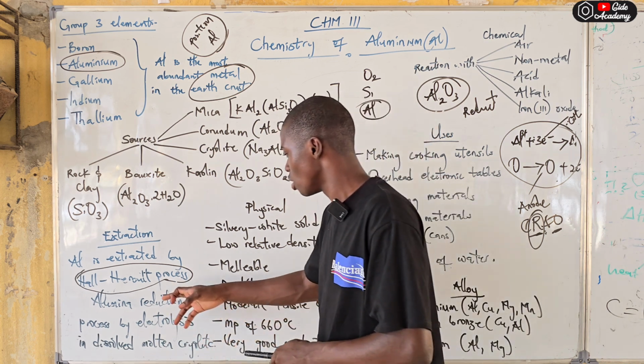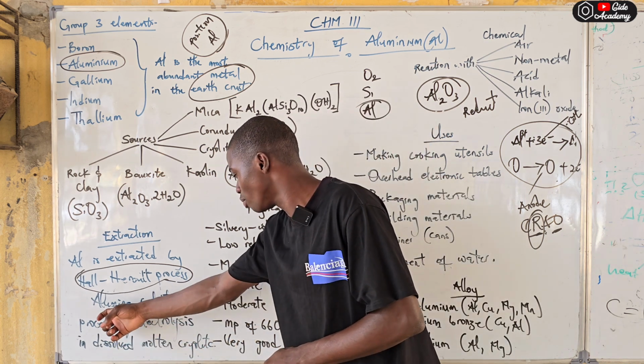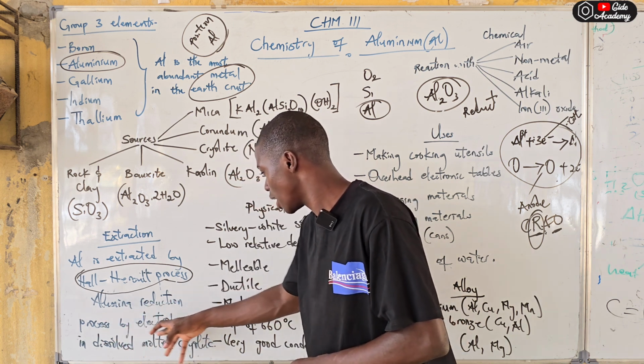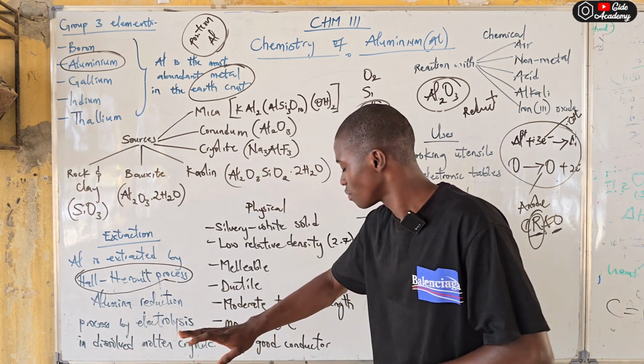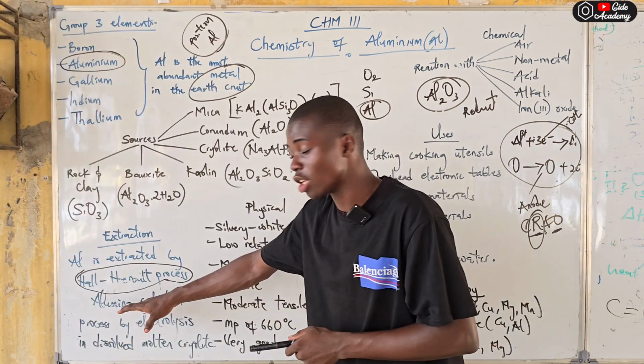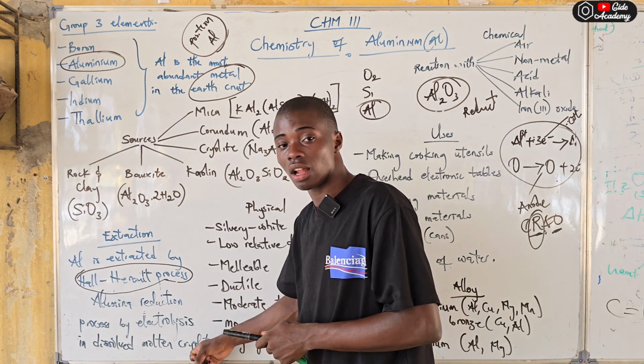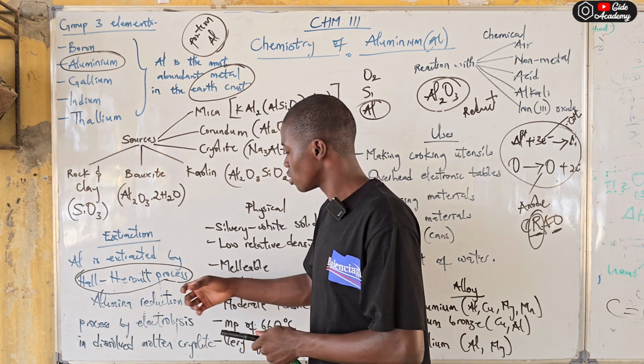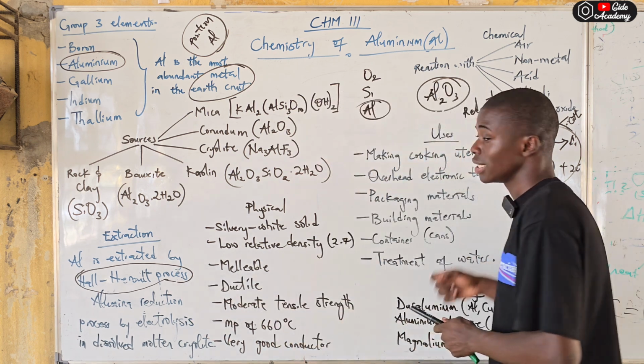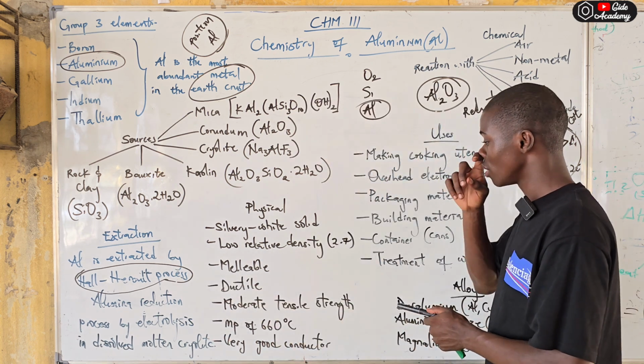The process is called Hall-Héroult, and it is the reduction of alumina by electricity in dissolved molten cryolite. Alumina, which is aluminium oxide, is reduced when it is dissolved in molten cryolite in an electrolytic process. So aluminium is reduced, and at the end of the process, pure aluminium is obtained.